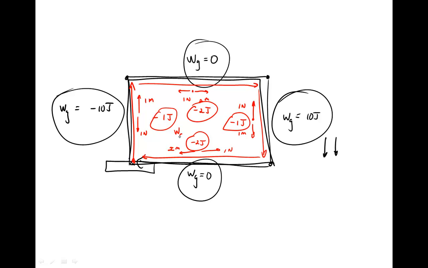Work done by friction was negative 6 joules, was not 0. So I went around a closed path, started here, ended up back here again. The work done by friction was not 0. Friction is not a conservative force.